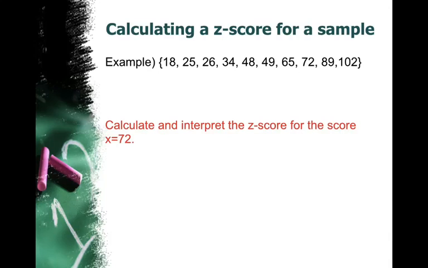What you should do now is take your calculator out and type these numbers inside a list. Because here we're looking at a sample, we're not told the mean or standard deviation, so we're going to have to find the standard deviation and the mean ourselves. Pause the video, have your calculator out, start typing these numbers in the calculator, and make sure you have x equals 72 also on your paper.